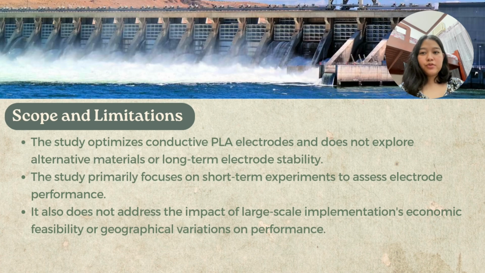While this research aims to optimize electrodes, there are certain boundaries and constraints that must be acknowledged to understand the context and applicability of the findings. The first is that this study optimizes conductive PLA electrodes and does not explore alternative materials or long-term electrode stability. This study also primarily focuses on short-term experiments to assess electrode performance. It also does not address the impact of large-scale implementations, economic feasibility, or geographical variation on performance.